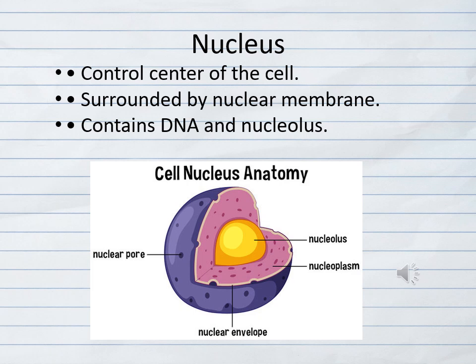Nucleus. The nucleus is like the brain of the cell. It controls all the activities of the cell. It is surrounded by a nuclear membrane and contains genetic material or DNA.